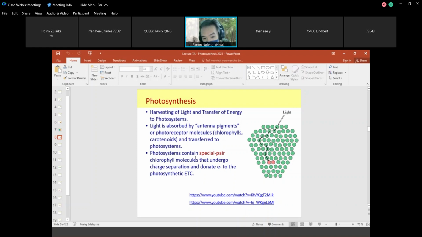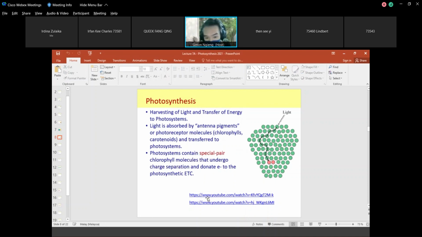Photosystem contains special pair chlorophyll molecules that undergo charge separation and donate electron to the photosynthetic electron transport system. Eventually they have to transfer the electron, excite, to a pair which is inside a photosystem. Inside a photosystem, you have photosystem 1, you have photosystem 2. So what happens inside that photosystem? When light hits, the energy is going to be directed to this special pair for charge separation. So what is charge separation?